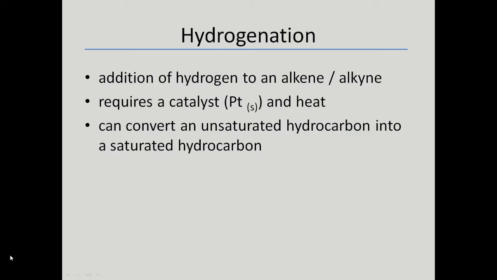So the hydrogenation reaction, this is where we can add hydrogens to our alkenes or alkynes. The reaction requires a catalyst and a bit of heat, okay, and allows us to convert what's called an unsaturated hydrocarbon into a saturated one. So for example here, I can have my ethene react with hydrogen, and it will give me ethane.